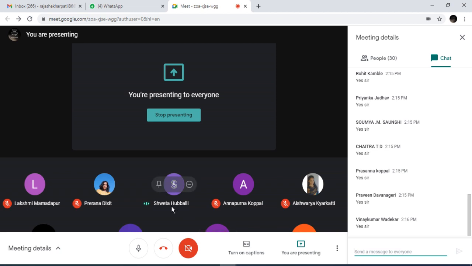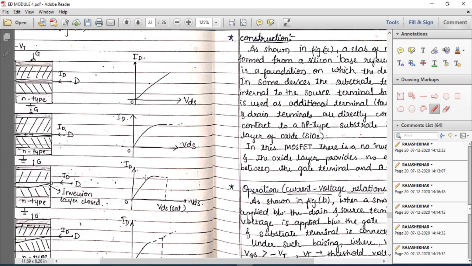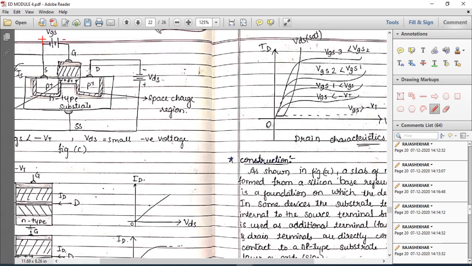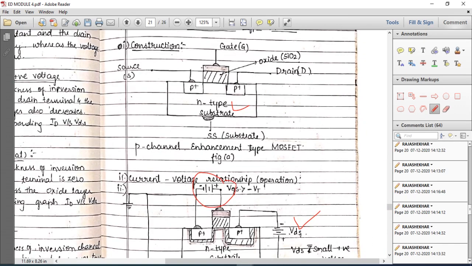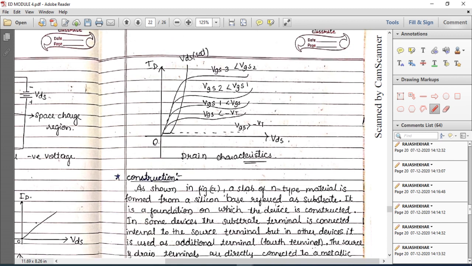Shweta Ubballi, yes sir. In the next class, I will ask doubts based on the P channel enhancement type MOSFET, so I instruct you to go through that. I told you there are 2 changes you need to make. Here, change this one: actually, this is plus, this is minus. And this one is correct. Only that you have to change. The remaining stuff is similar.